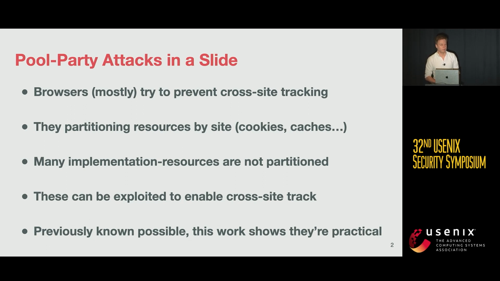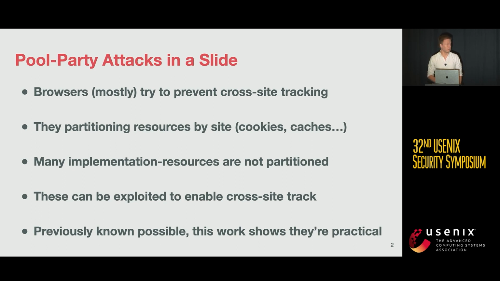In general, the tracking defense in browsers is to partition. So if you have the same resource embedded on two different websites, they get their own resources, and that prevents the resource from linking the two visits. However, there are many things in browsers that aren't partitioned. These are mostly implementation resources, things like socket pools. And if you're clever, you can use these to track people again across sites.